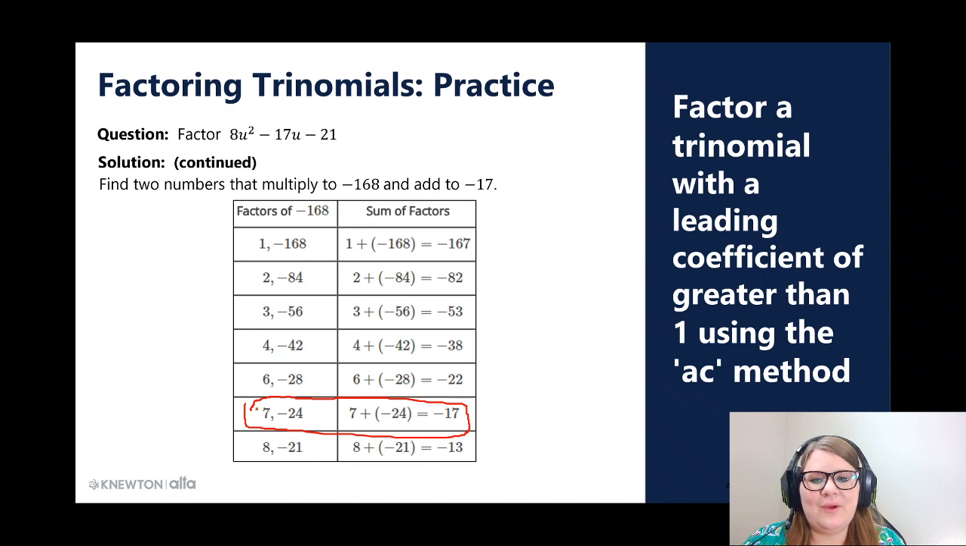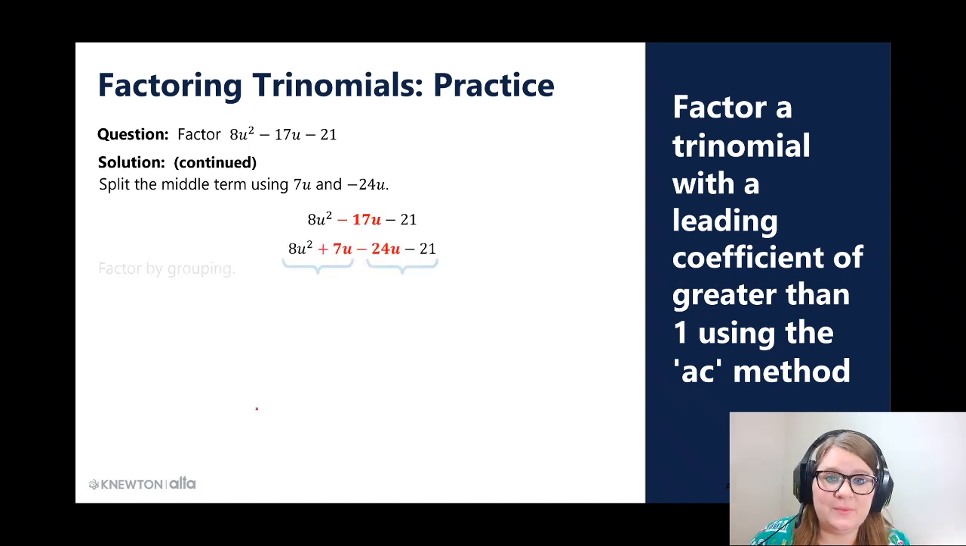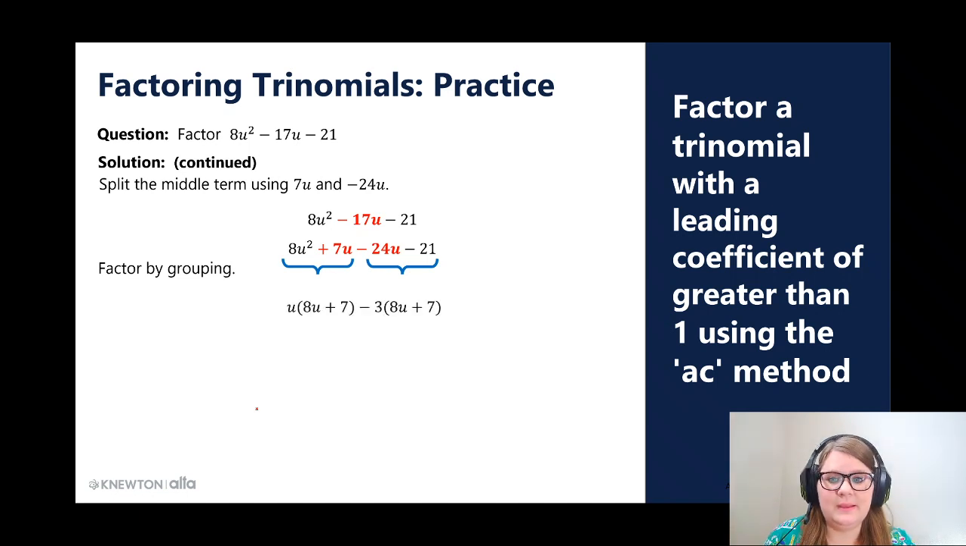So that means I'm going to break up my negative 17u into a plus 7u and a minus 24u. Okay. So when I break that up into its two terms, I can now factor by grouping. Looking at the first two terms, the GCF will be u. And the second two terms, the GCF is 3, but because that leading coefficient is negative in that pair, I'm going to factor out a negative 3. Notice when I pull out the negative, it is going to make both terms inside the parentheses positive, because a negative and a negative gets pulled out, we're left with a positive.